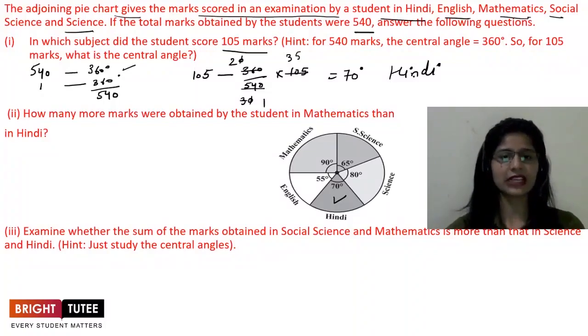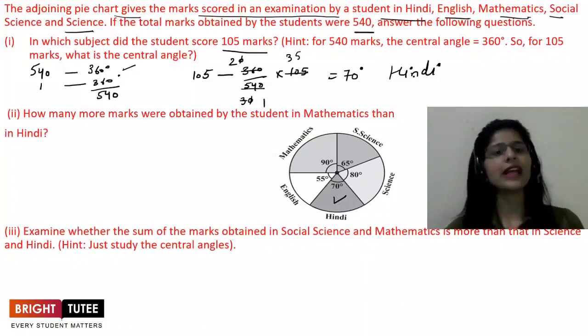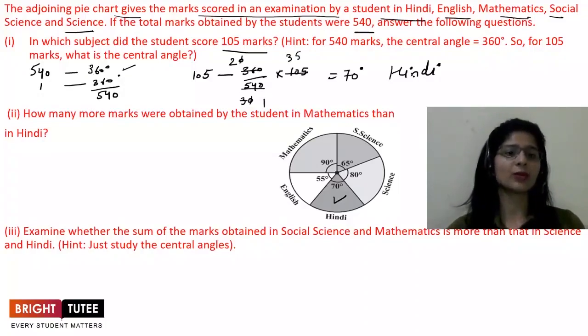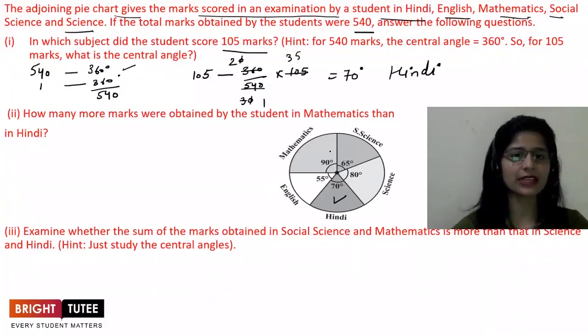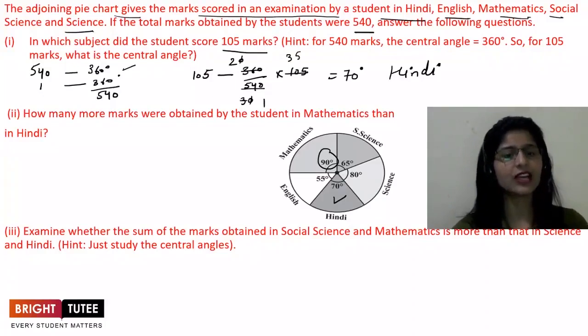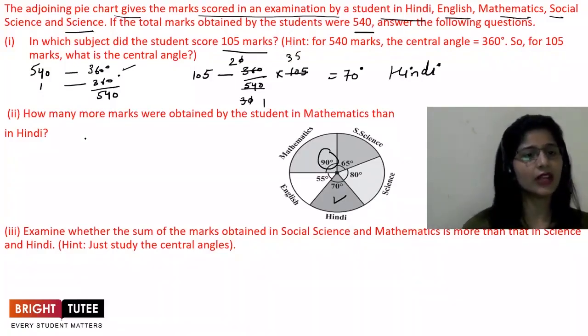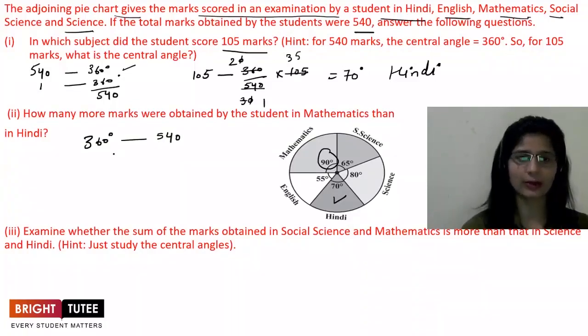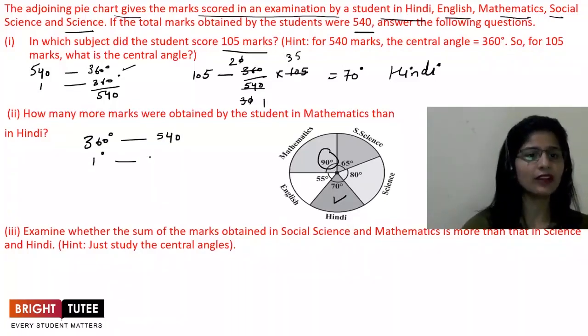So like this we can find out all the angles. Right, 70 degrees for Hindi, then we can say that 360 degrees is forming 540. Yes or no? Right. So now they are asking how many more marks were obtained by student in mathematics than Hindi. So let us find out marks for mathematics first. As we see mathematics it is 90 degrees. Clear? For mathematics it is 90 degrees. We know 360 degrees is forming 540 marks, the total marks and total angle. 1 degree will form 540 upon 360.